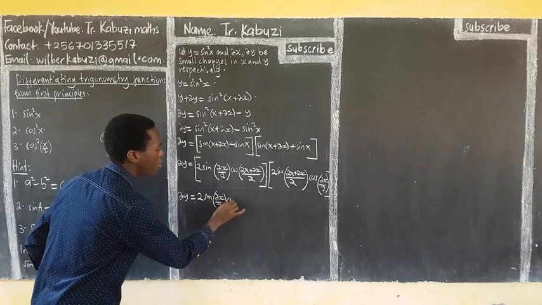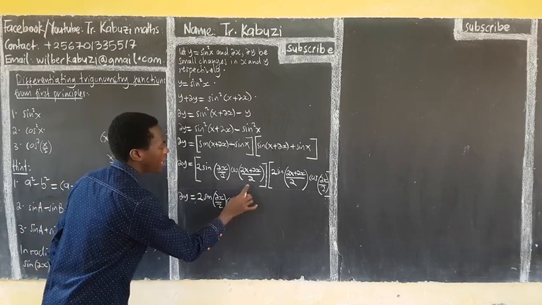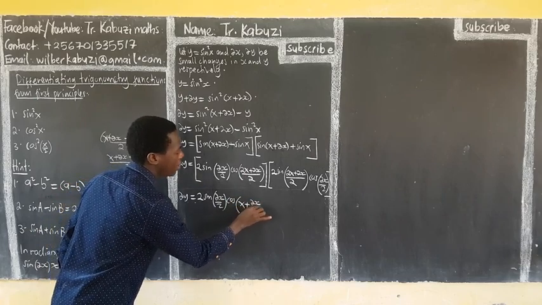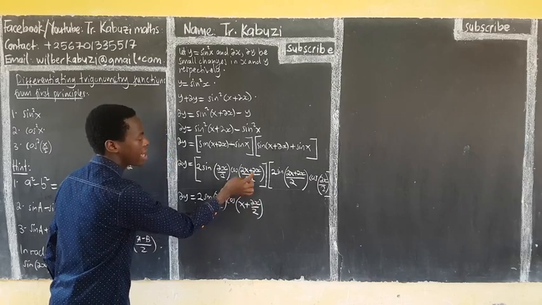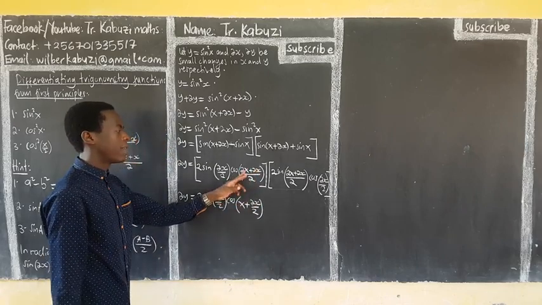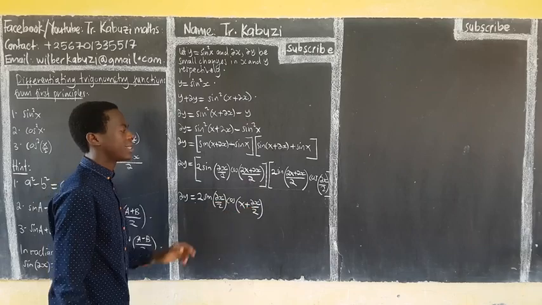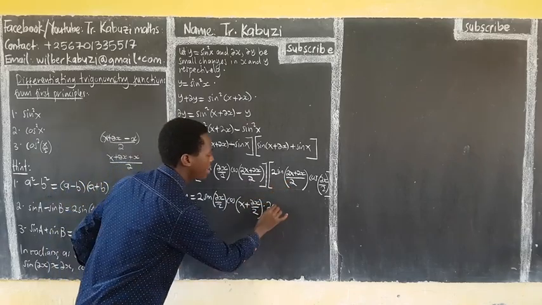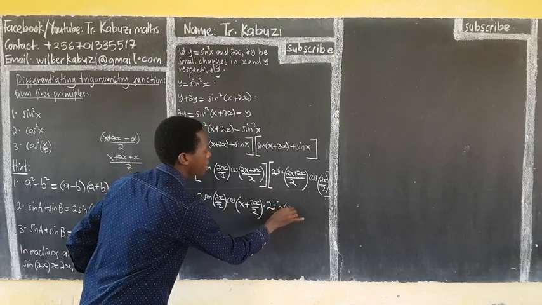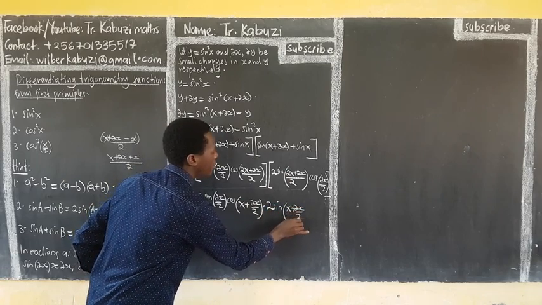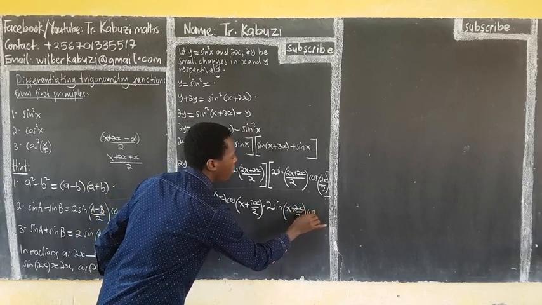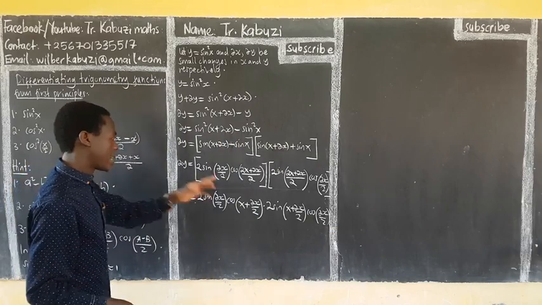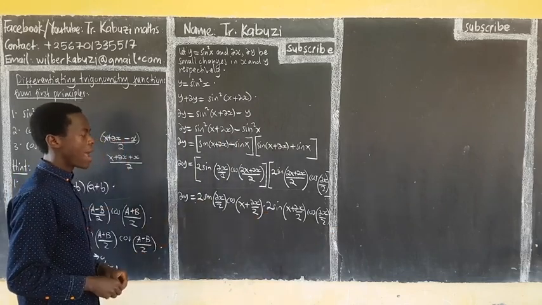So you have now cos of this divided here, we get x plus this divided here, we get delta x over 2. This 2 is dividing this and is also dividing this. That's why we divide here, we get x, we divide here, we get this. Then times 2, then here we get sine x plus delta x over 2, and then here remain with our cos delta x over 2. Now this 2 and this are going to multiply.